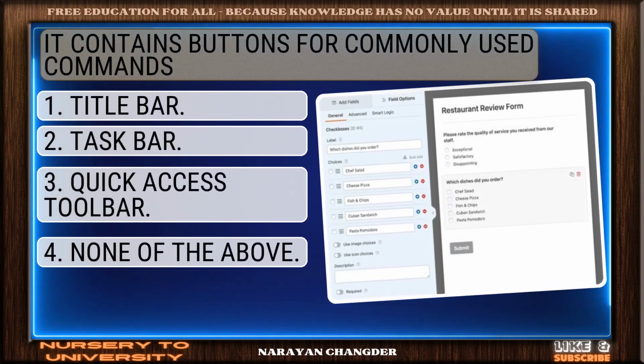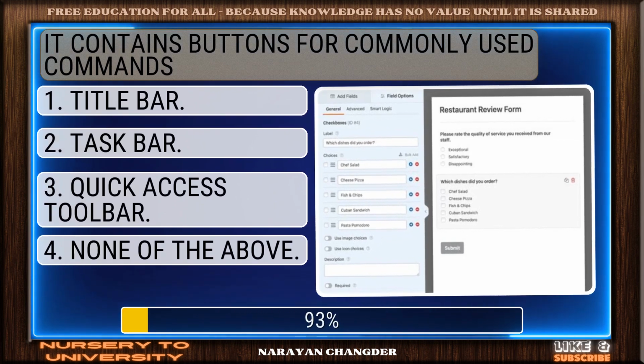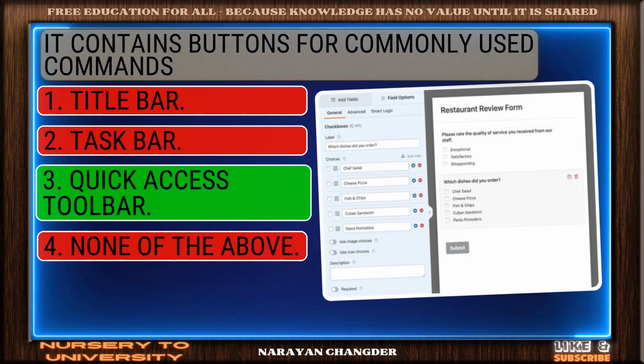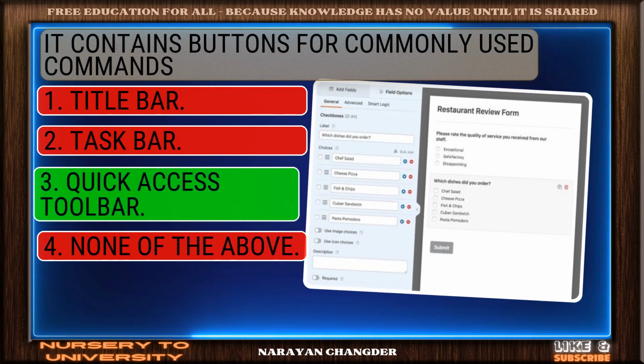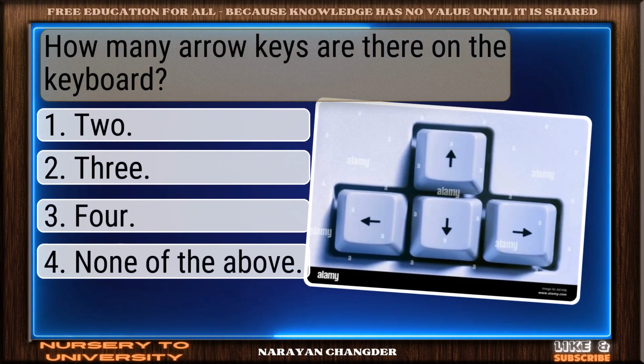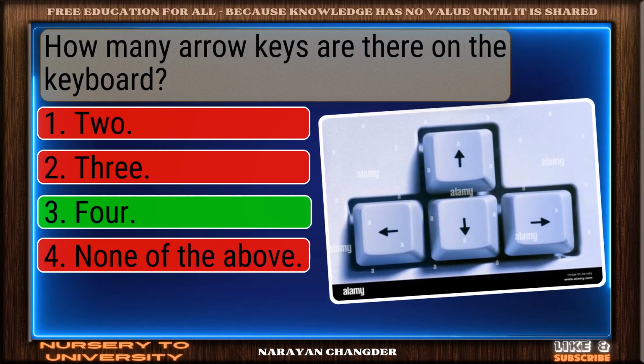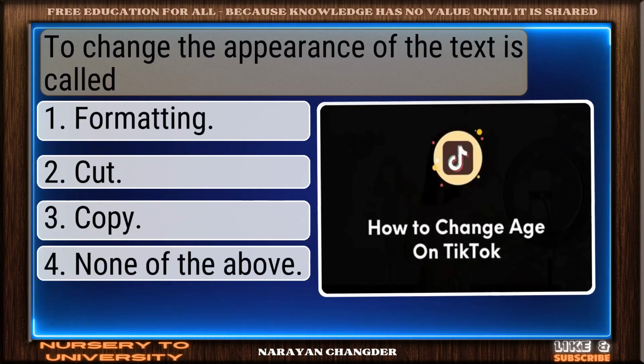It contains buttons for commonly used commands. Well picked. Quick Access Toolbar is the correct answer. How many arrow keys are there on the keyboard? Right choice. 4 is the best answer.